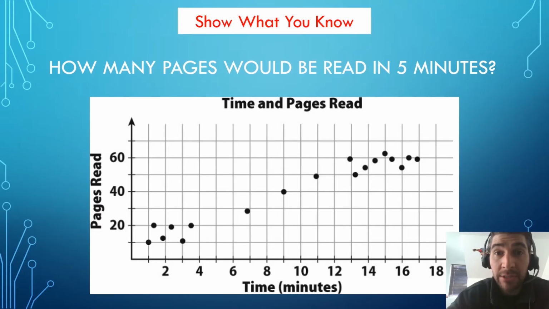Can you try one on your own? Try to visualize a line that fits the data and use the line to make a prediction for the number of pages that would be read in 5 minutes. Was your answer between 15 and 30 pages? If so, your line was probably a pretty good fit. Well done!